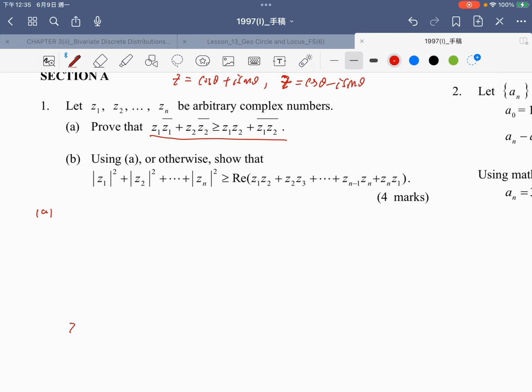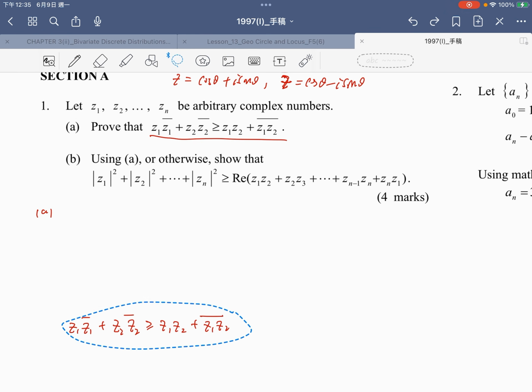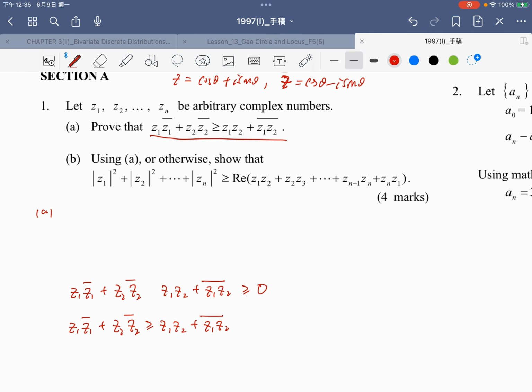Therefore, first I write down the sentence here, and then move this one to this one and this to this direction. Okay, no problem. And move all the stuff to the right hand side, which is actually equivalent to greater than 0.